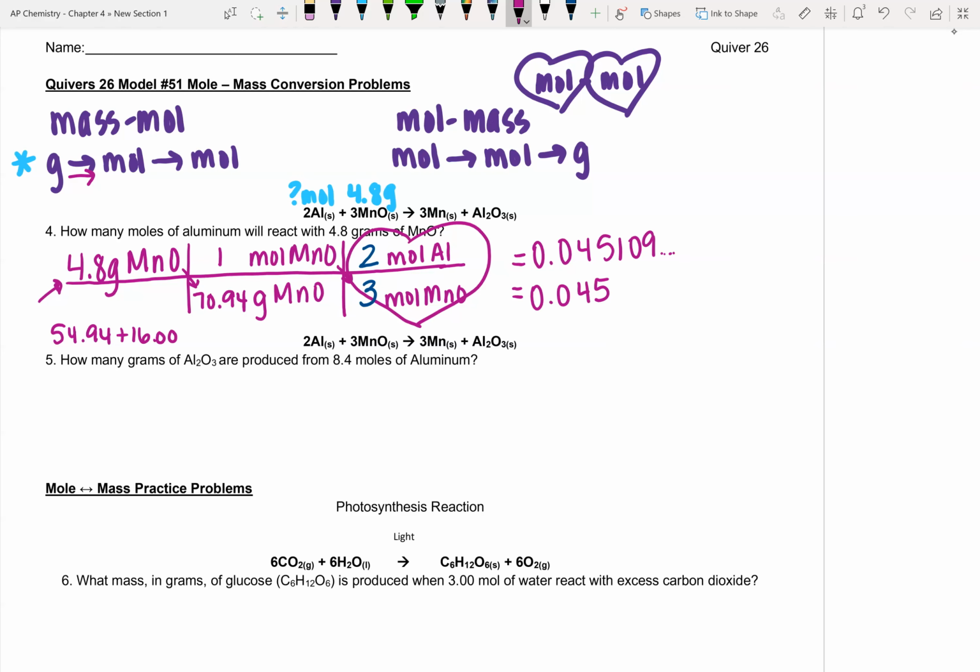To get my units, I'm going to cancel out and see what's left over. So grams of manganese 2 oxide reduces with the denominator. Moles of manganese 2 oxide reduces. So I'm left on my final answer with moles of aluminum.